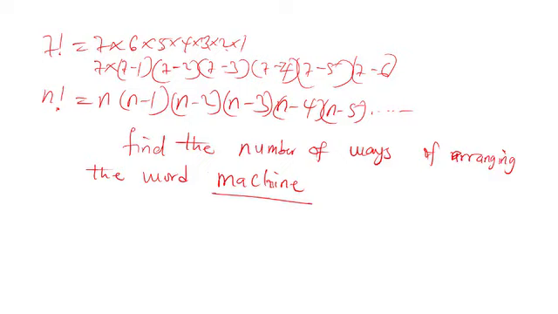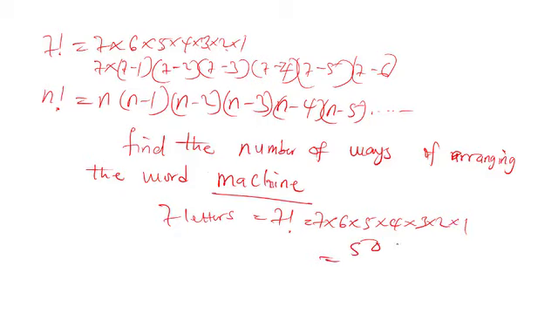Now, the word machine has 7 letters. So the number of ways becomes 7 factorial, which is 7 times 6 times 5 times 4 times 3 times 2 times 1. And if you do that, you have 5040. So this is the number of ways you can arrange the word machine. Let's call this question number 4, of arranging the word machine.